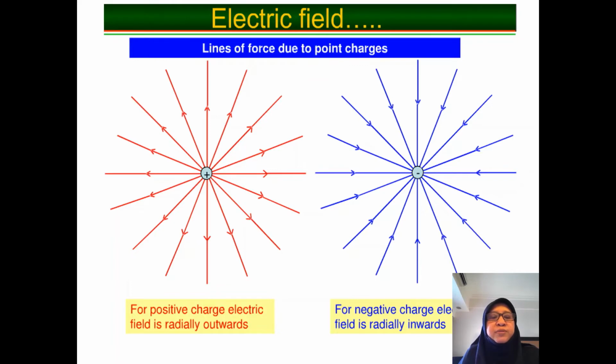If this is a positive charge, the electric field direction is radially outward. And if the charge is negative, this is a point charge. We call this a point charge. For a negative point charge, the electric field direction is radially inward. When you draw, you must make sure the lines are equally spaced between each other, like this one.